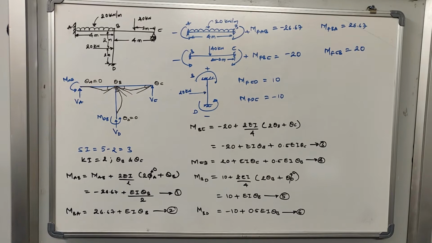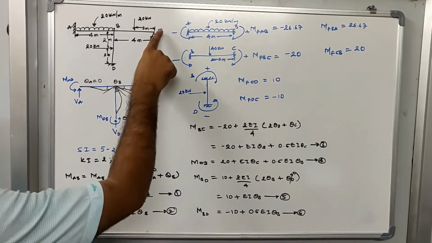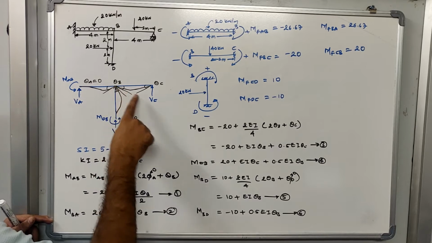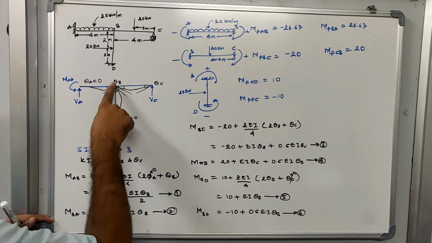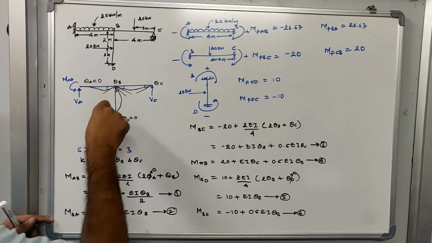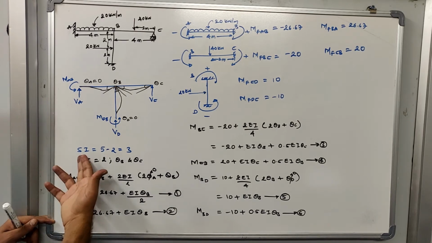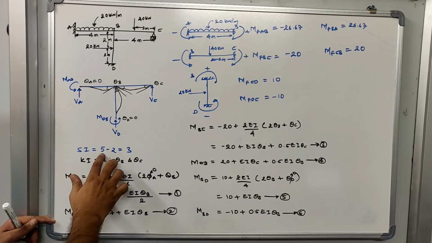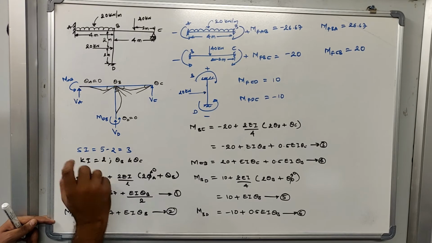At joint D we will have two reactions, which are VD and MDB, and at joint C we will have one reaction, which is VC. While I solve this problem, at the end I will try to explain how much will be the reaction at joint B. Now let us try to identify the static indeterminacy. First see how many reactions are there. 5 reactions are there, which have to be calculated from the free body diagram. 5 minus 2, 3 is your static indeterminacy.